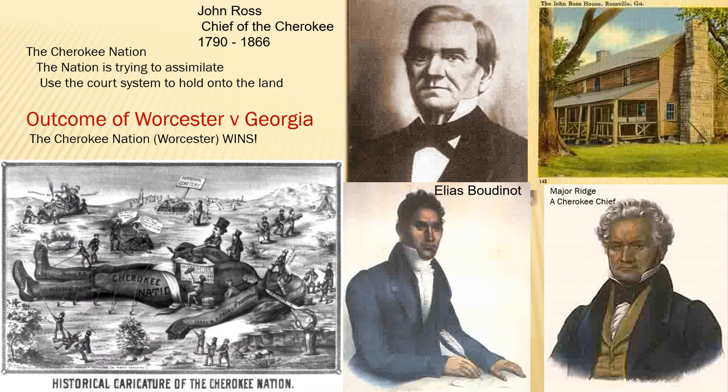Now, in this slide, I want to give you just a little bit more background on the Cherokee Nation, very briefly here. The Cherokee Nation was trying to assimilate. I have it spelled up there. They're trying to assimilate. Assimilate means go the white man's way.